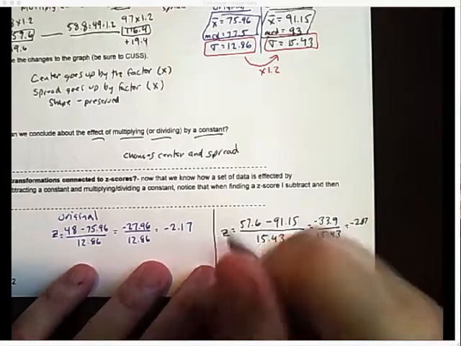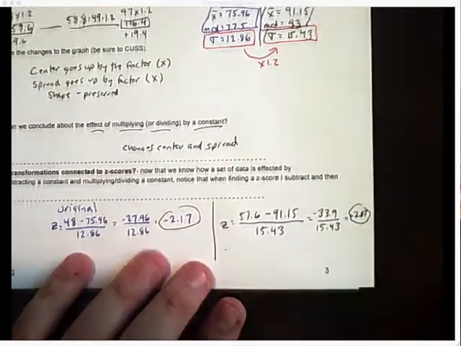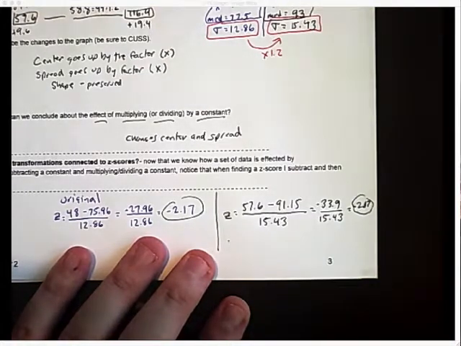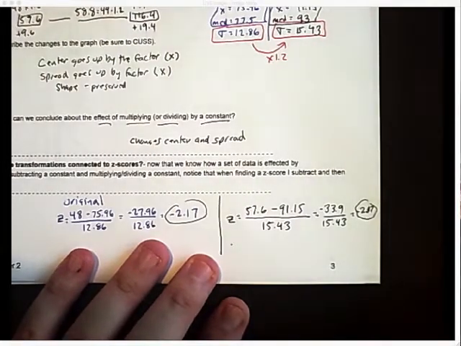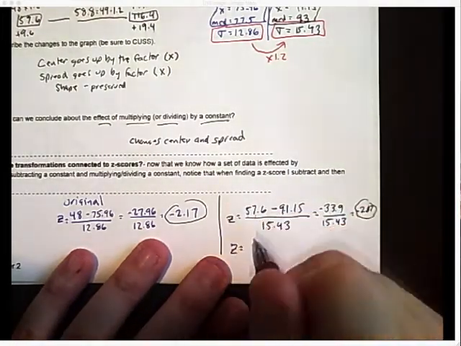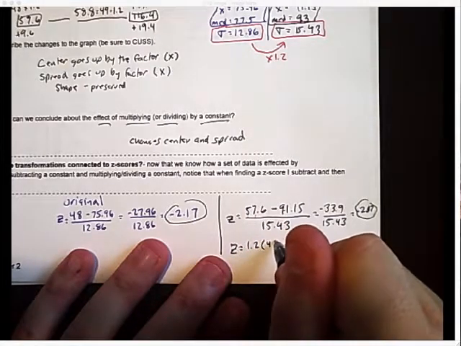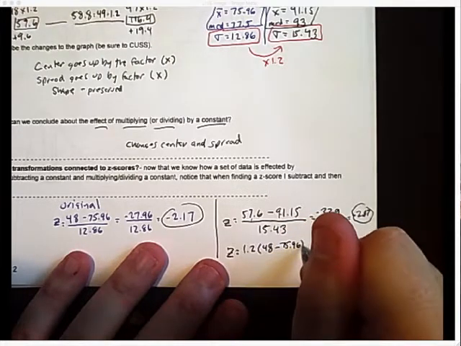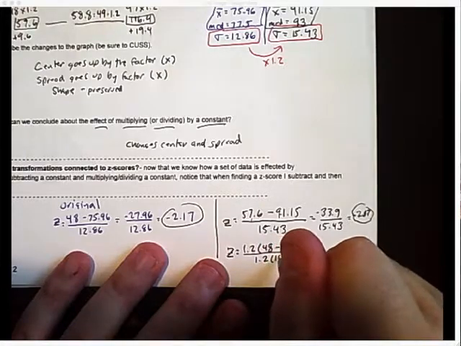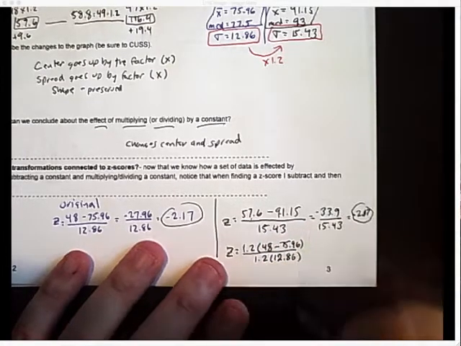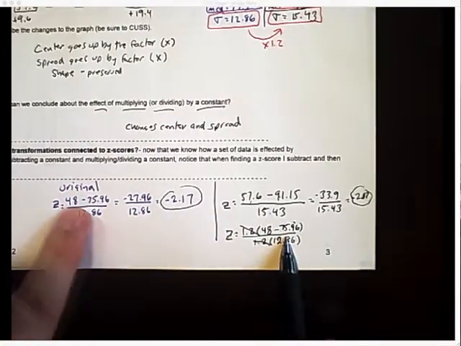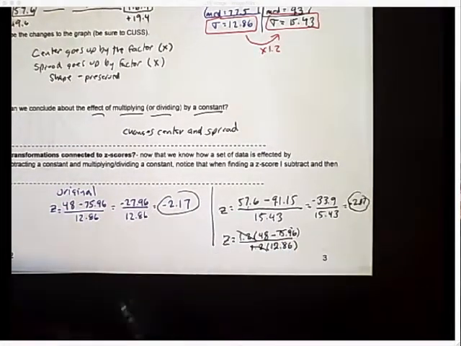Why is that? Do z-scores change even when you multiply or add by a number? Well, when you multiply, definitely not. Why is that? Because if I factored out a 1.2, this would become the original data: 48 minus 75.96. And if I factored out a 1.2 here, this would be 12.86. So the 1.2's cancel, and you get back to the original thing. So when you multiply by a number, it does not change the z-score.